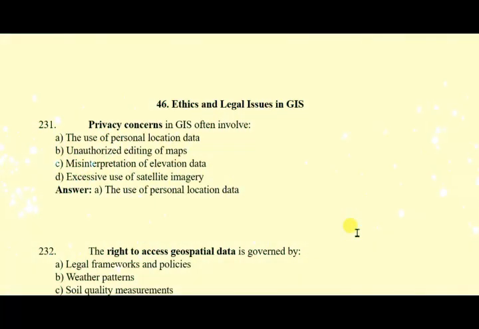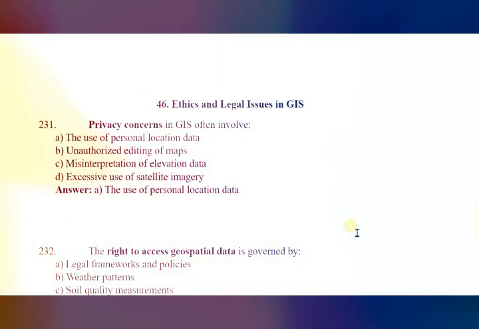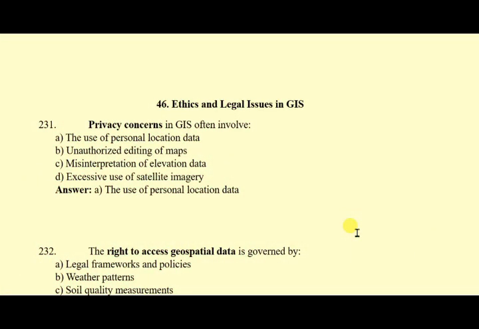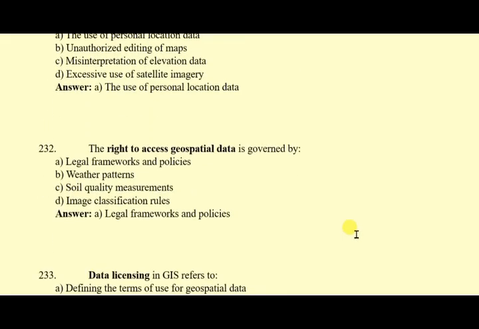The first question of the 46th category, ethics and legal issues in GIS. Question 231. Privacy concerns in GIS often involve the use of personal location data, unauthorized editing of maps, misinterpretation of elevation data, excessive use of satellite imagery. Here the right answer will be the use of personal location data.